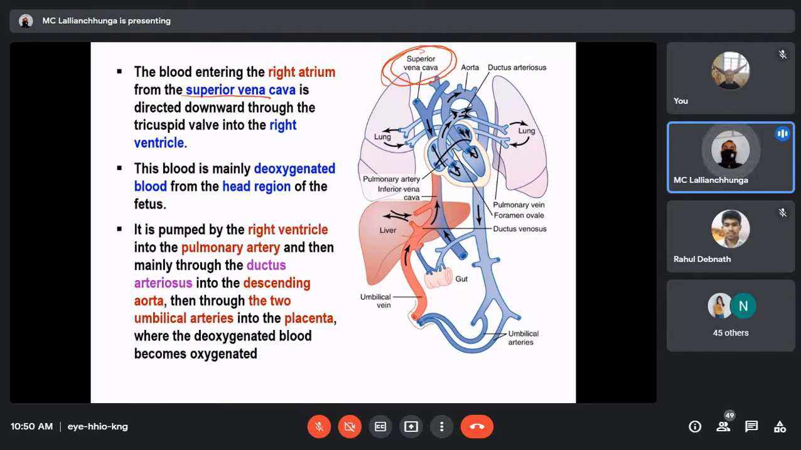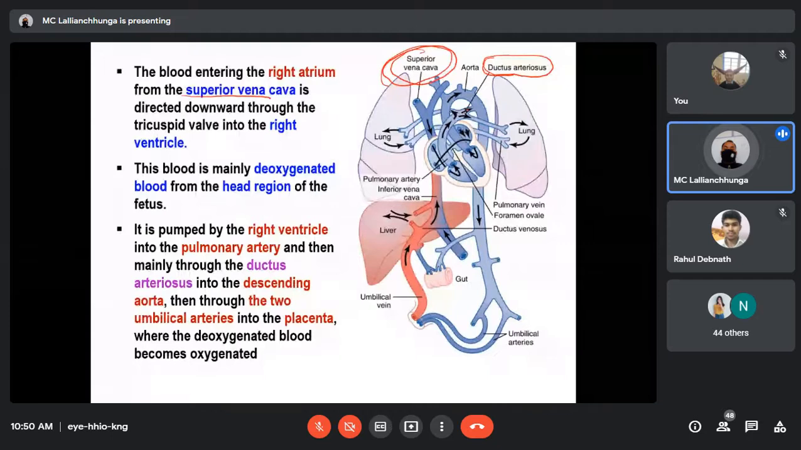Now it is pumped by the right ventricle into the pulmonary artery. Now same thing will take place just like adult. It is pumped through the pulmonary artery, and then mainly through the ductus arteriosus. Now another term comes here, which is not observed in adult, ductus arteriosus. This ductus arteriosus is nothing but the blood vessel, an artery, which will drain into the descending aorta. So this is the aorta.